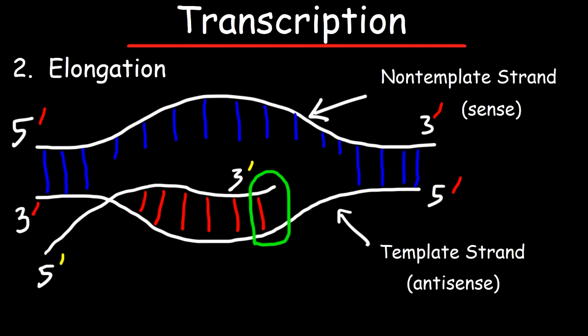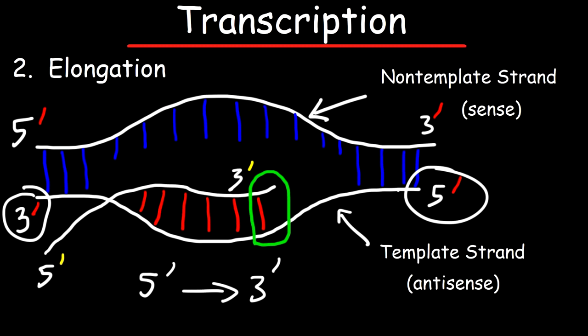And during elongation, it begins to add nucleotides to the growing mRNA strand that we see here. Thus, RNA polymerase synthesizes mRNA starting from the 5' end going to the 3' end. However, RNA polymerase reads the DNA strand in the 3' to 5' direction.